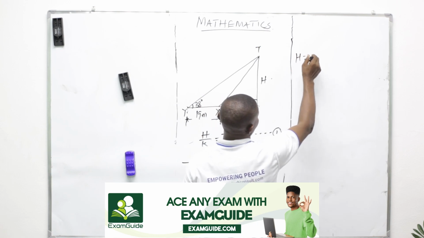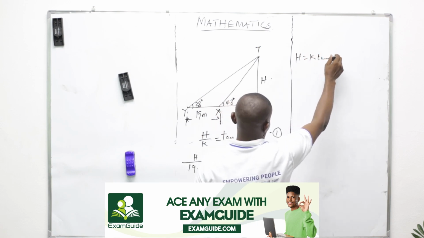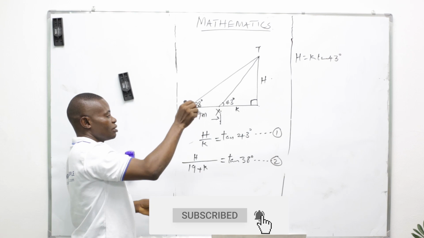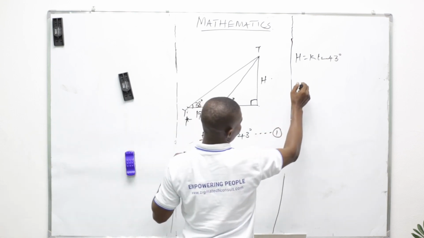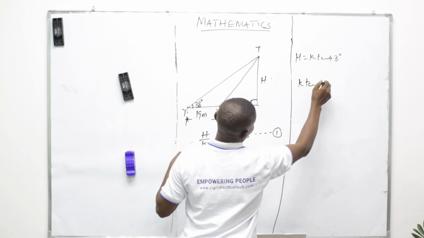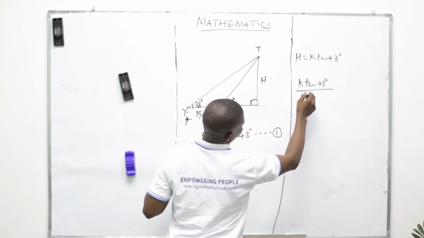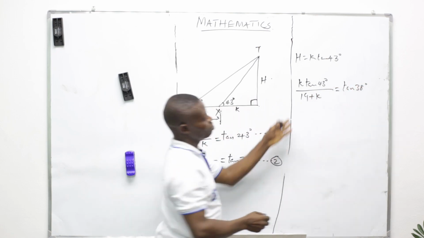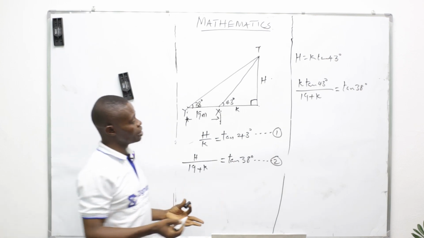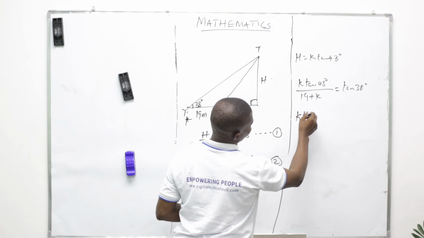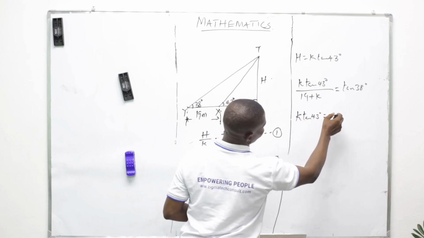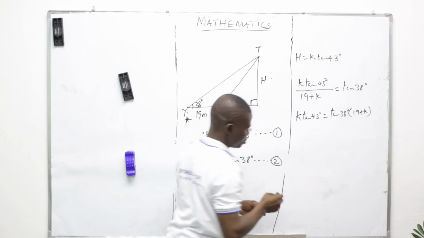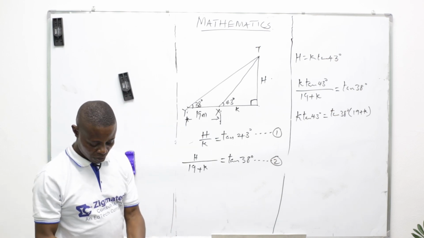Now let's settle this case. H equals K tan 43. So wherever I see H now, I will call it who? K tan 43. Now coming to this place, I will have K tan 43 degree all over who? 19 plus K equals who? Tan 38. Problem solved. So what next? K tan 43 degree equals tan 38 degree into 19 plus K.